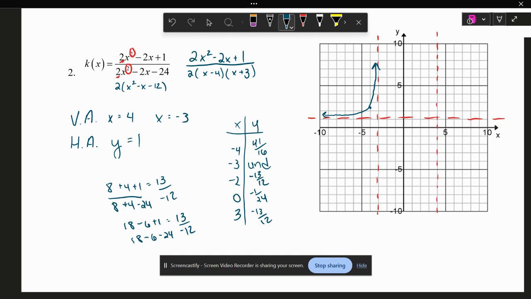Negative 2 is approximately like right there. 0 is negative 1/24th. And it looks like 3 is going to be down here. And you know what? I'm sorry. I plotted this first point incorrectly. It should be closer to down here as well. So we're looking at our U, almost like a U shape, following the curve.